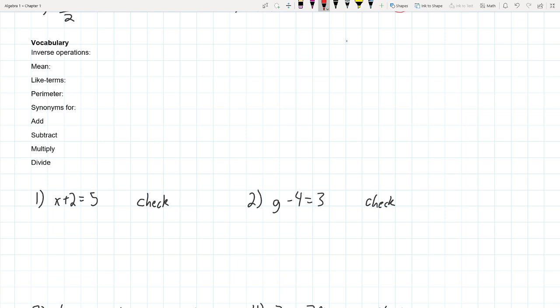This is section 1.1 and 1.2 notes. We're going to start off with some vocabulary terms. The first one that we're going to talk about is inverse operations.